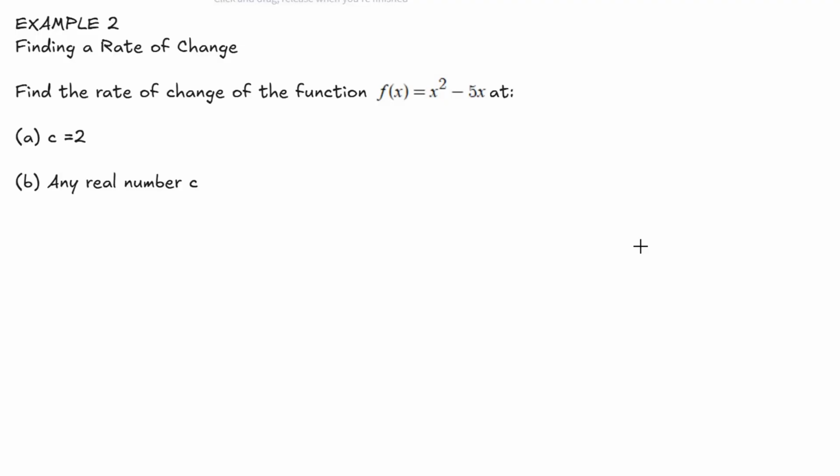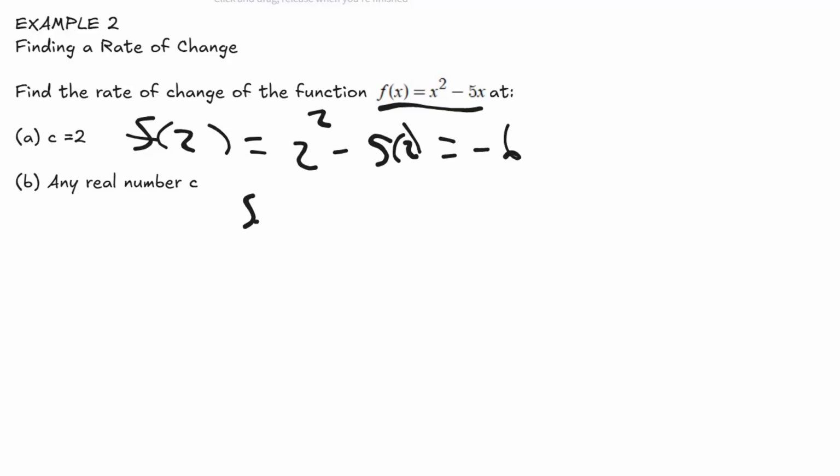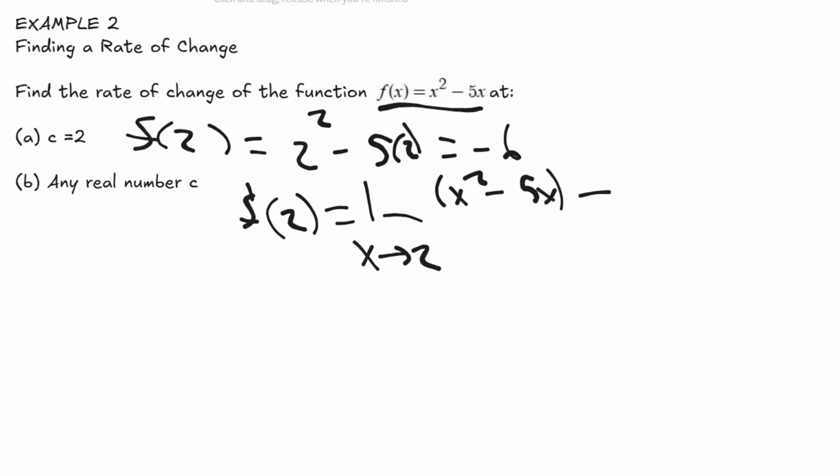We want to find the rate of change of the function x squared minus 5x at c equals 2, and then at any real number c. Part A, c equals 2, the function f of x is x squared minus 5x. F of 2 is going to be 2 squared minus 5 times 2, which is -6. So f prime of 2 is the limit as x approaches 2 of f of x, which is x squared minus 5x, minus f of c, which is negative 6, all over x minus c, so x minus 2.